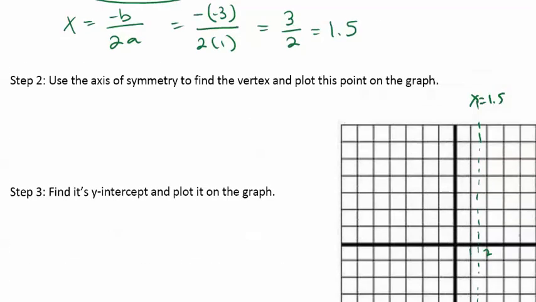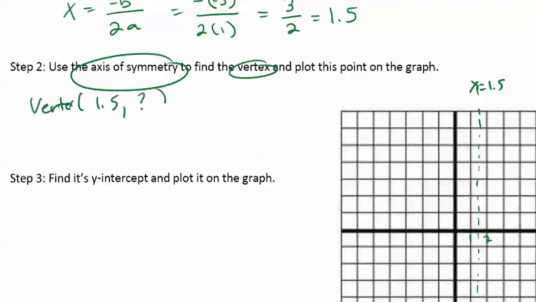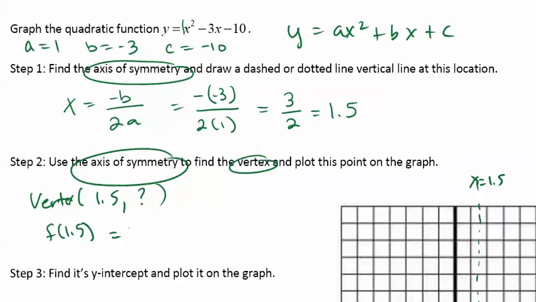So now let's find its vertex, which passes through the middle line. Okay, so we're going to use the axis of symmetry to find our vertex. So we're going to take the x value. We know that our vertex will be 1.5 comma some y value, and we need to find that y value so that we can plot that point. Okay, so we're going to use f of positive 1.5 is equal to, and our equation was 1.5 squared minus 3 times 1.5, and everything's replacing x, minus 10.